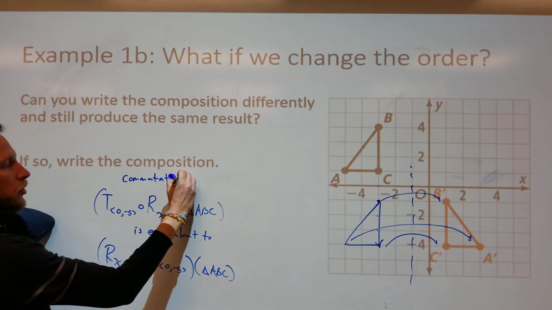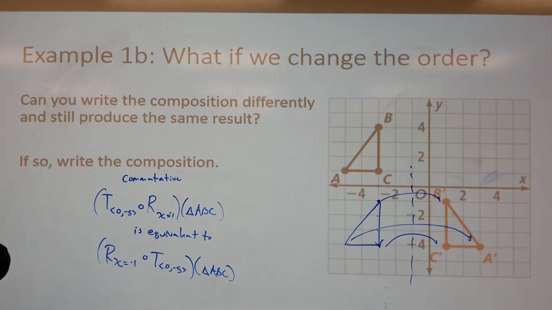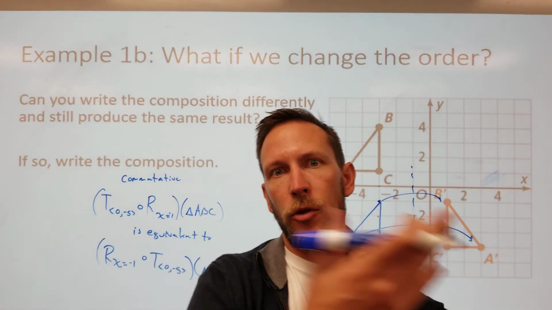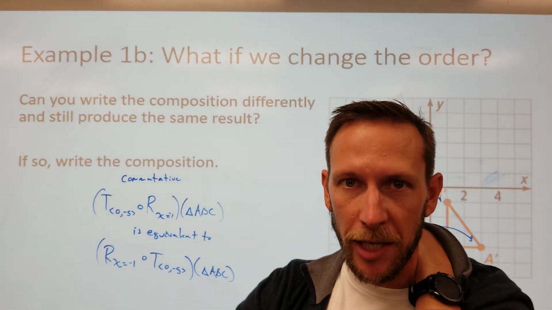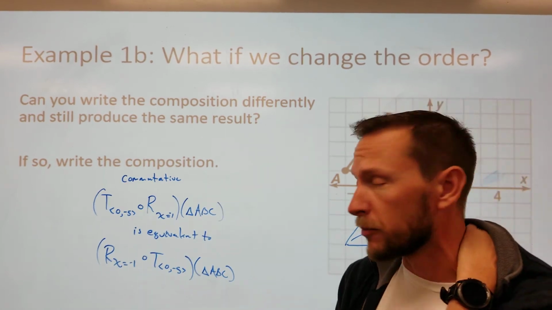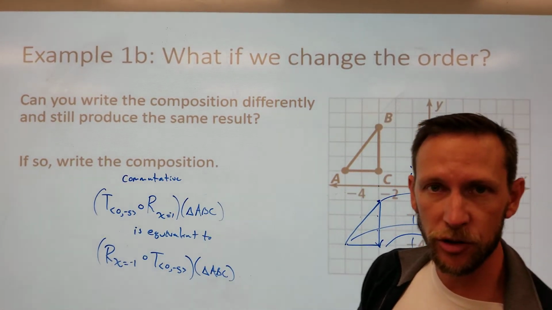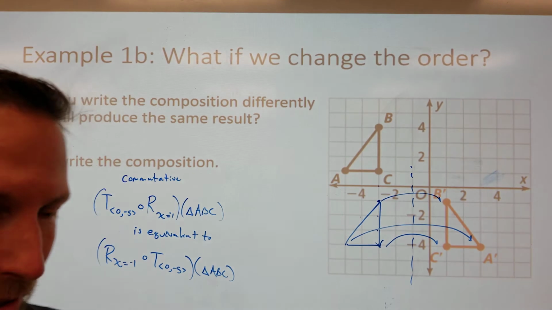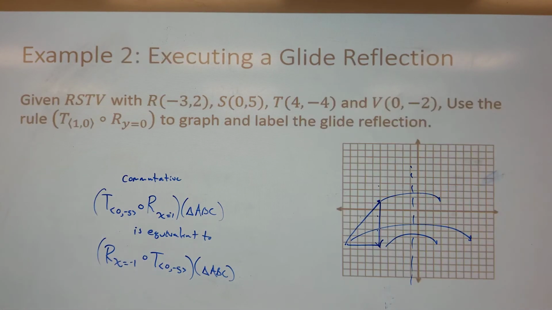You might remember the commutative property for addition and the commutative property for multiplication, saying if I take 2 plus 3, I get the same as if I do 3 plus 2. If I take 2 times 3, I get the same as if I do 3 times 2. That's the commutative property. Well, here with these compositions, these are commutative. All right.